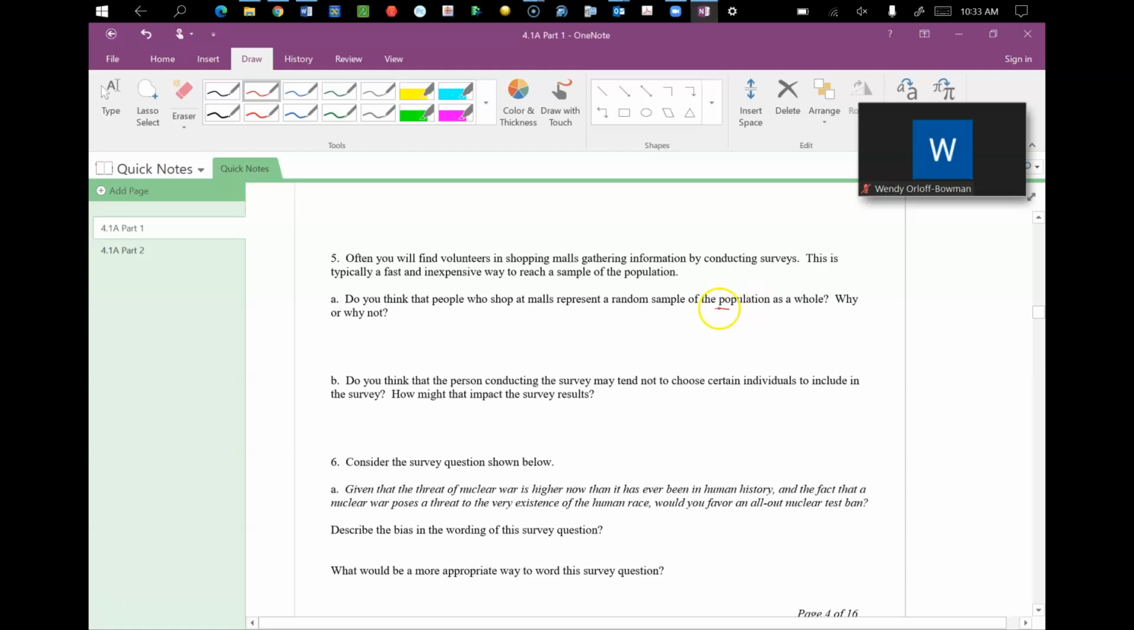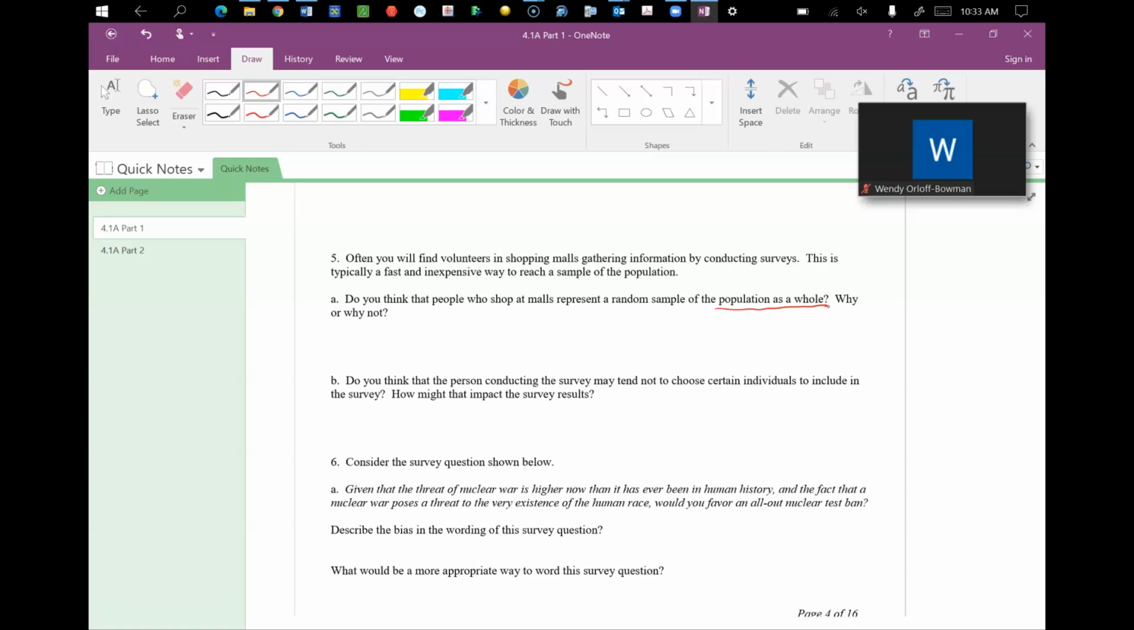Well, the first thing that has to be asked here is, what do we mean by the population as a whole? Are we talking about only the people that shop at that mall? People that shop at malls in general? The entire population of the U.S.? The entire population of the world? Because only then can we answer that question.